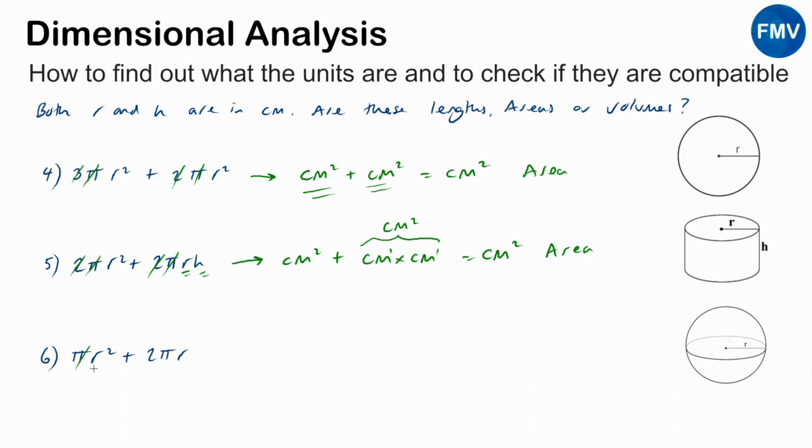Final question. Pi, no dimension, r squared, well that is just centimetres squared. We're going to add 2, no dimension, pi, no dimension, r is just centimetres. That's to the power of 1. So the problem here is you can't do anything with this because that there is an area and that one is a length. So this is a question that you can't give an answer for because you can't add an area to a length. I hope that helped.